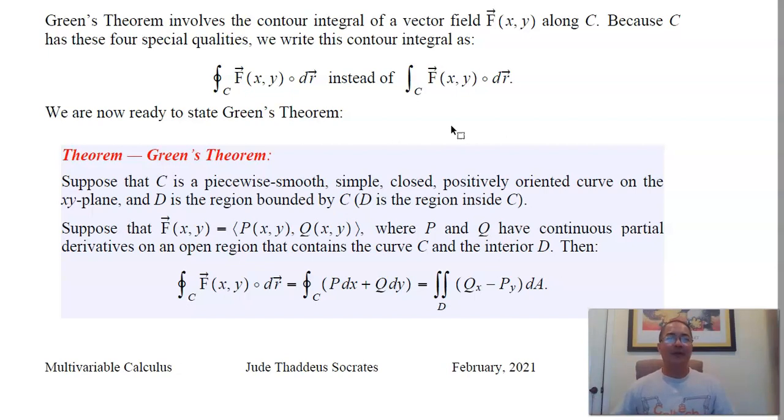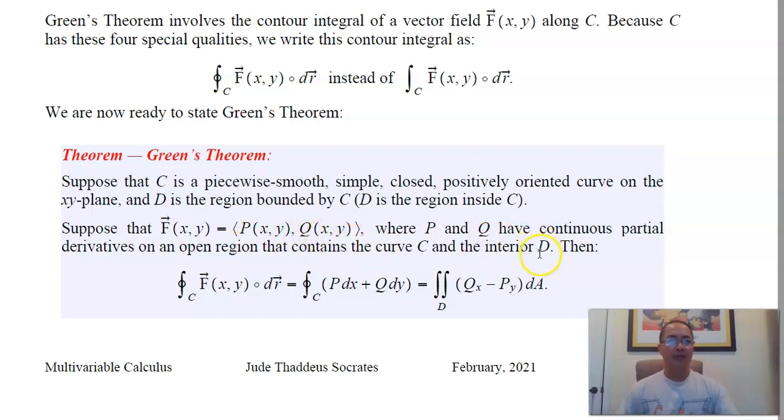All right, so what is Green's theorem? Suppose that C is a piecewise smooth, simple, closed, positively oriented curve on the xy plane, and D is the region bounded by C. Another way to say it is D is the region which is inside C, and it also includes the boundary curve, of course. Suppose that F is a two-dimensional vector field, so the components are P(x, y) and Q(x, y).